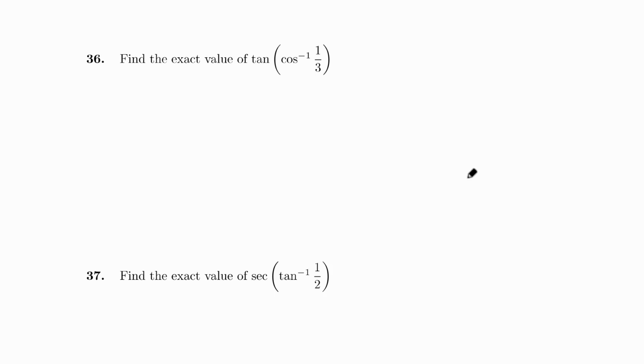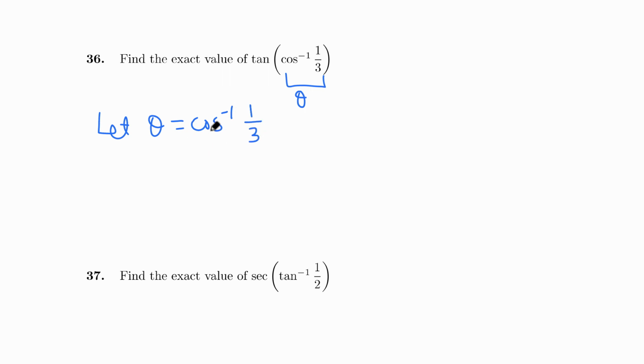Find the exact value of tangent of cosine inverse 1/3. Tangent and cosine inverse are not inverses of each other, and we cannot change cosine inverse into tangent inverse. So we need to let cosine inverse 1/3, which is an angle in fact, be some angle theta, so cosine of theta equals 1/3. So we let theta be cosine inverse of 1/3.